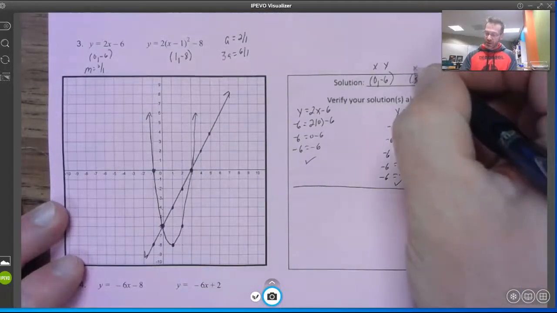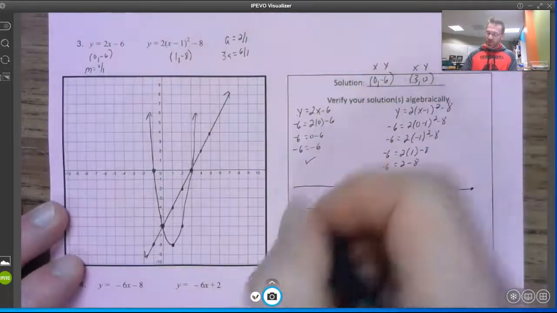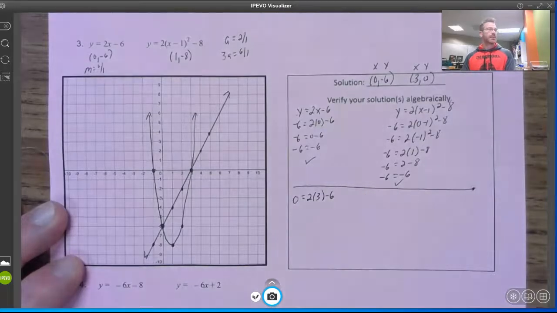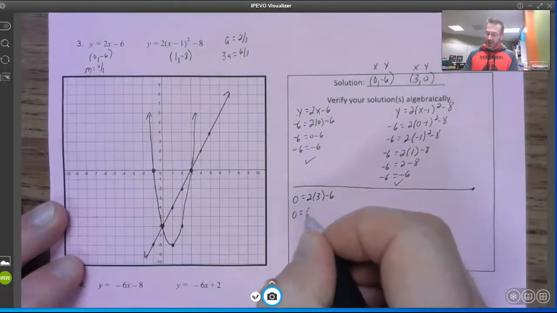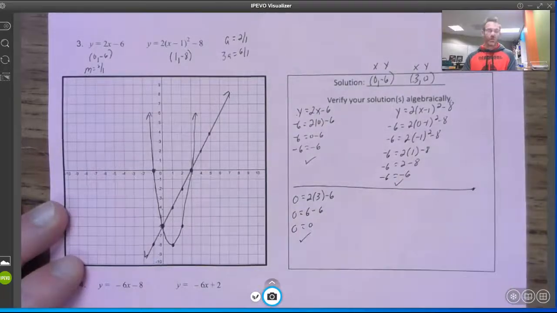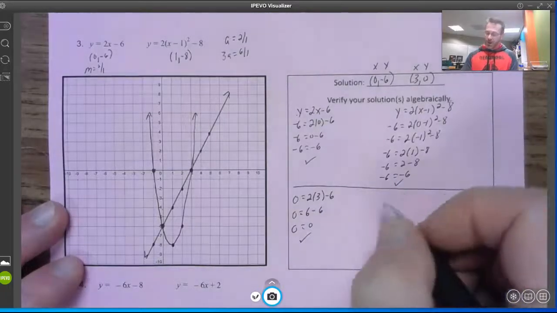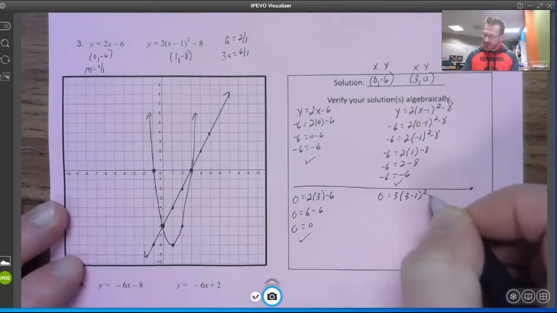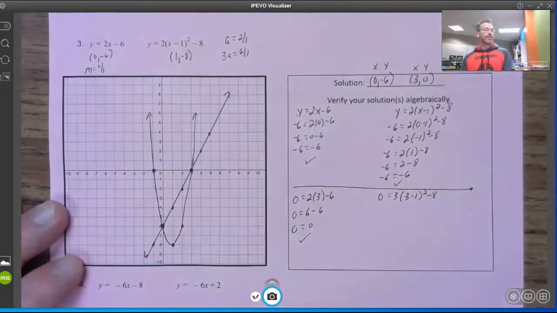All right, so once again, there's x, here's y. Now I'm going to put 0 in for y and 3 in for x. All right, and then once again, 2 times 3, 6. 6 minus 6 is 0, so I get 0 equals 0. That's verified. All right, so y is 0, x is 3. Okay. All right, so there we go.